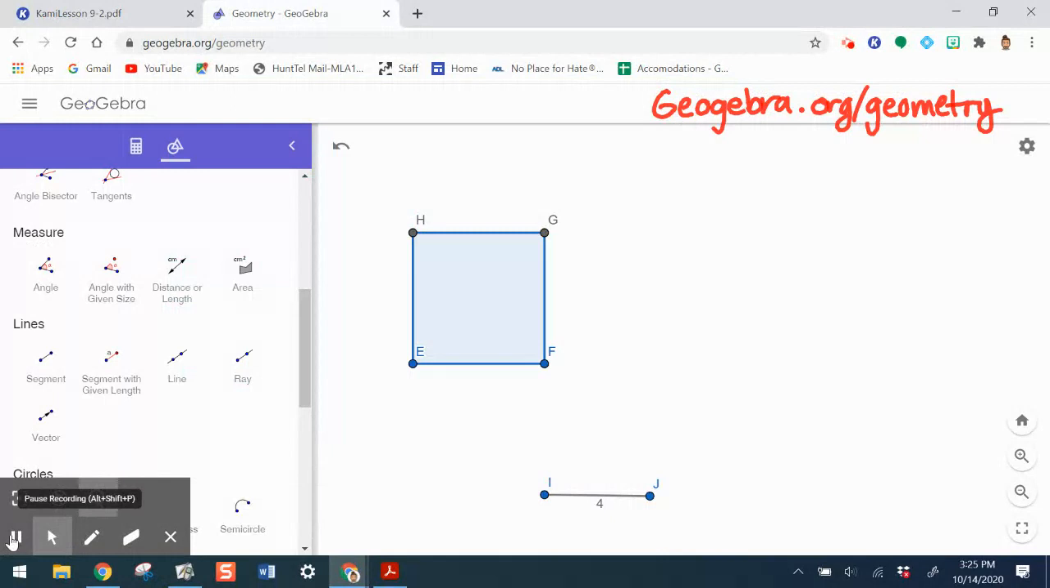So I'm going to show you how to handle this first one. It does say that it's translating 4 inches to the right, so feel free to use a ruler here and actually draw this. But I just want to show you using an online resource that we have, GeoGebra.